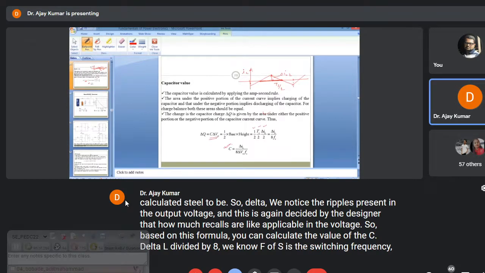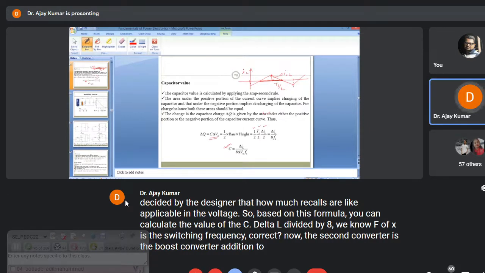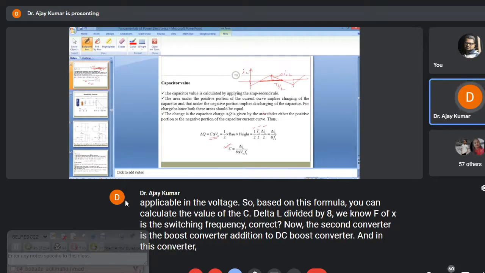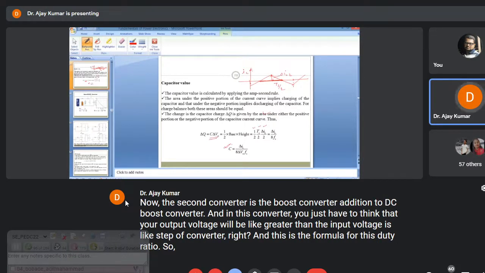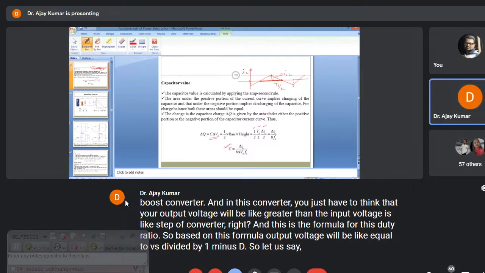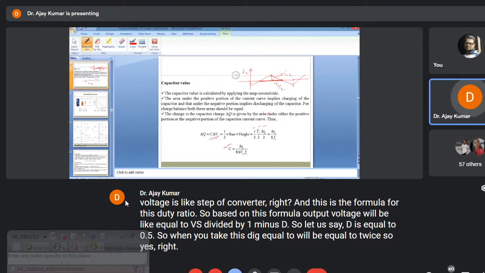Now the second converter is the boost converter, the DC to DC boost converter, and in this converter you have to think that your output voltage will be greater than the input voltage. This is a step up converter, right? And this is the formula for the duty ratio. Based on this formula, the output voltage will be equal to Vs divided by (1 minus D). So let us say D is equal to 0.5. When you take D equal to 0.5, V naught will be equal to twice of Vs, right? So there will be double the voltage.